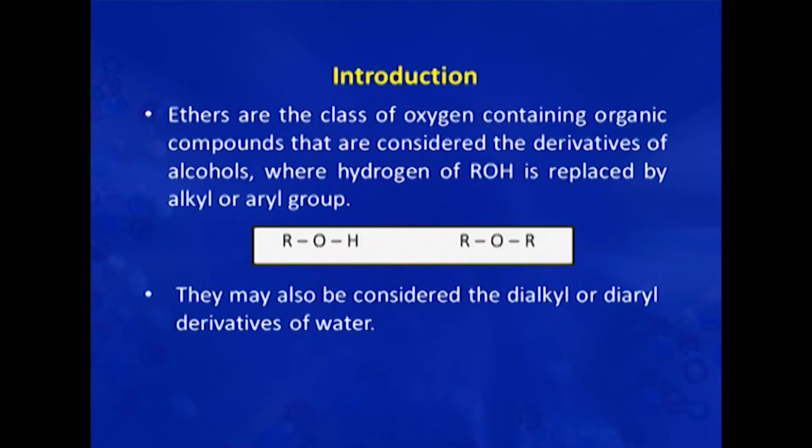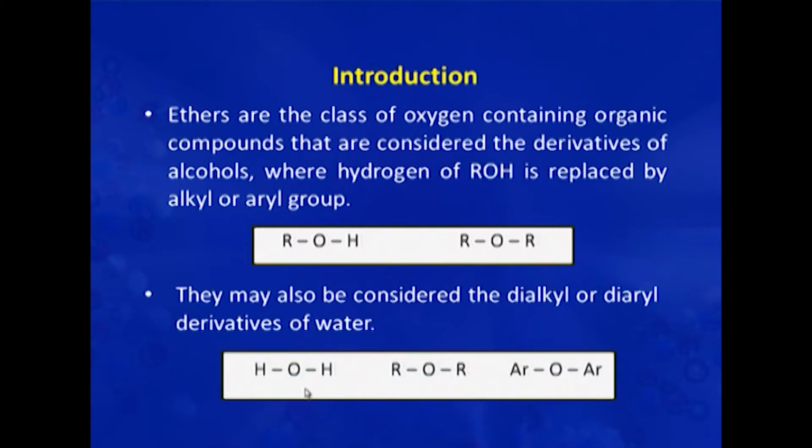Ethers can also be considered as dialkyl or diaryl derivatives of the water molecule. See here, this is a water molecule having two hydrogen atoms. If we replace both the hydrogens by alkyl groups, we get a dialkyl ether. If we replace both the hydrogens by aryl groups, the resulting ether is a diaryl ether.